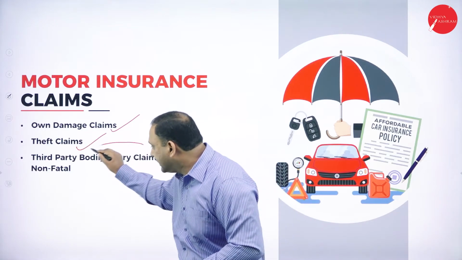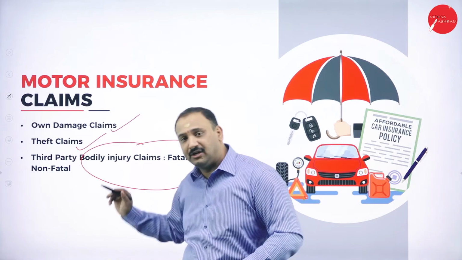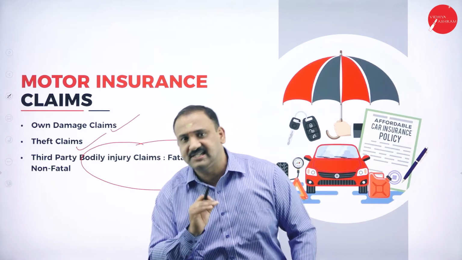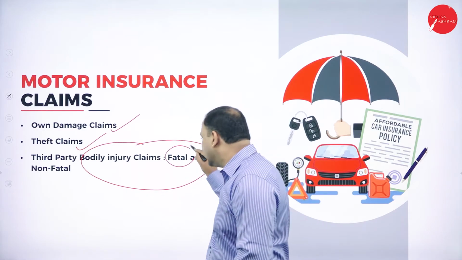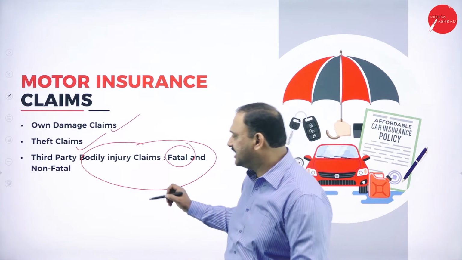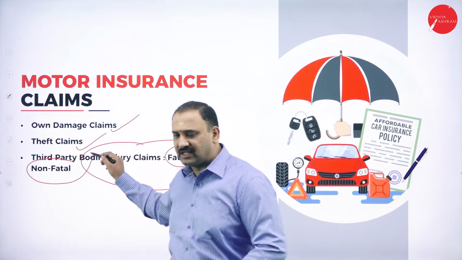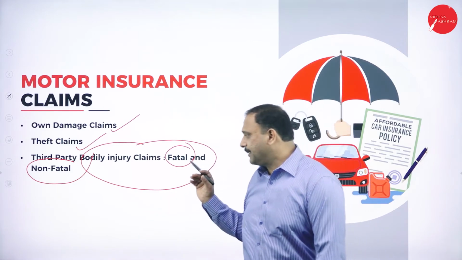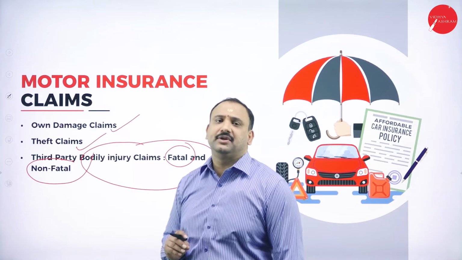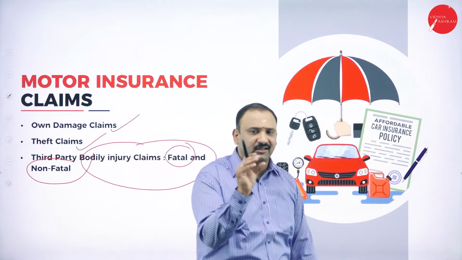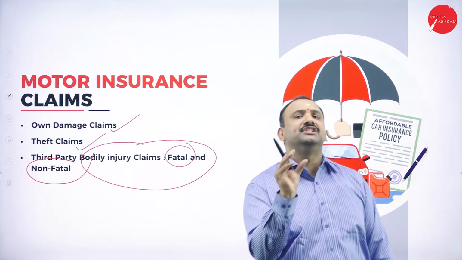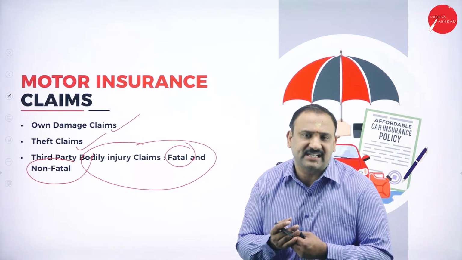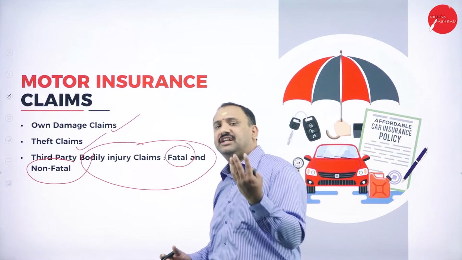Now, the third party bodily injury claims, fatal and non-fatal. Suppose because of an accident a person passes away, then it goes into the fatal category. Suppose there is a serious injury where there is no risk to life altogether, we will talk about the non-fatal factor. Now, what happens here is that the third party insurance makes you understand very clearly that there are situations where the insurance has to be claimed because of some damage that has happened to the body. The physical injury has been caused.